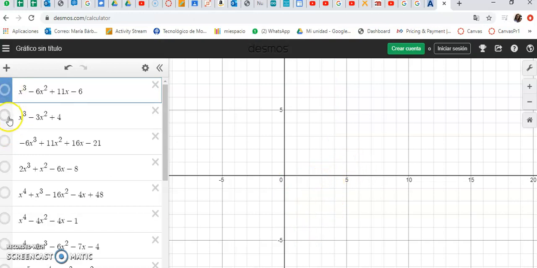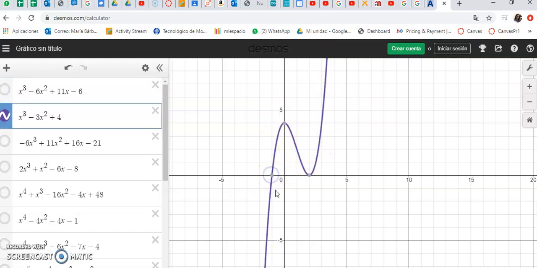I'm going to hide this one, and I'm going to show you the next one. Now, look, we have x to the third minus 3x to the second plus 4. Again, the degree of this function is a third degree, and the leading coefficient, again, is a positive one. And look, here we have the same behavior. It is falling to the left and it is rising to the right. But I want you to focus now on the roots. Look, we have here one root, which is (-1, 0), and here we have another one.